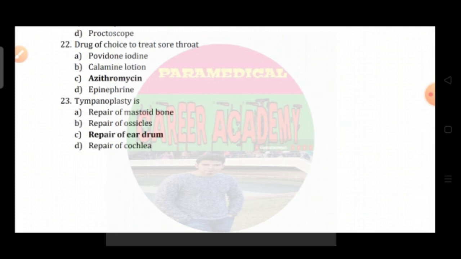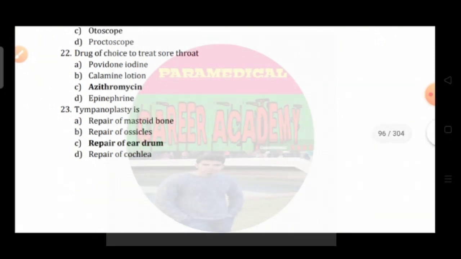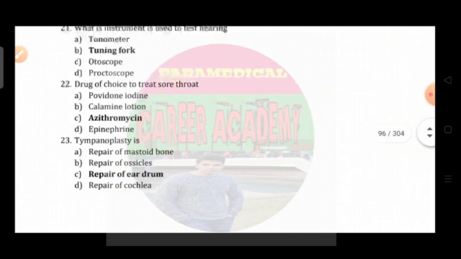Question number 23: Tympanoplasty is option A, repair of mastoid bone. Option B, repair of ossicle. Option C, repair of eardrum. Option D is repair of cochlea. So the correct answer is option C.